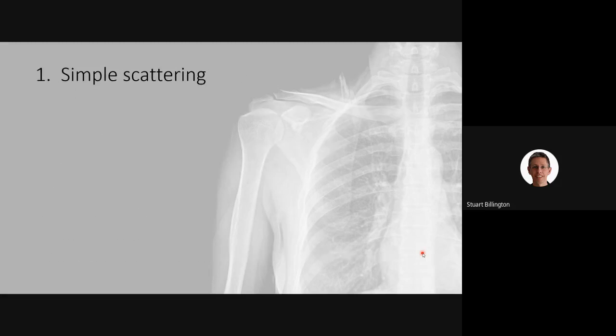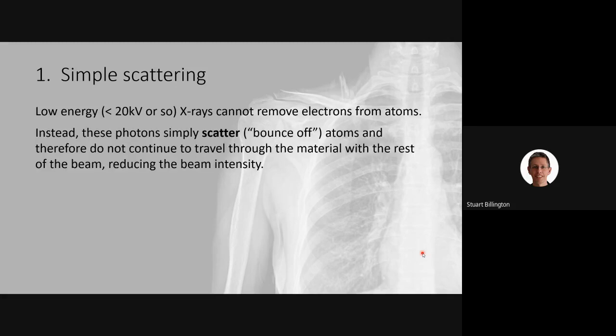Okay, simple scattering is exactly what you think it is. It is where X-rays, as photons, basically just bounce off the atoms in the human body. They don't interact with those atoms. They don't do anything to those atoms. They just behave like elastic snooker balls bouncing off the atoms or the electrons in the atoms.